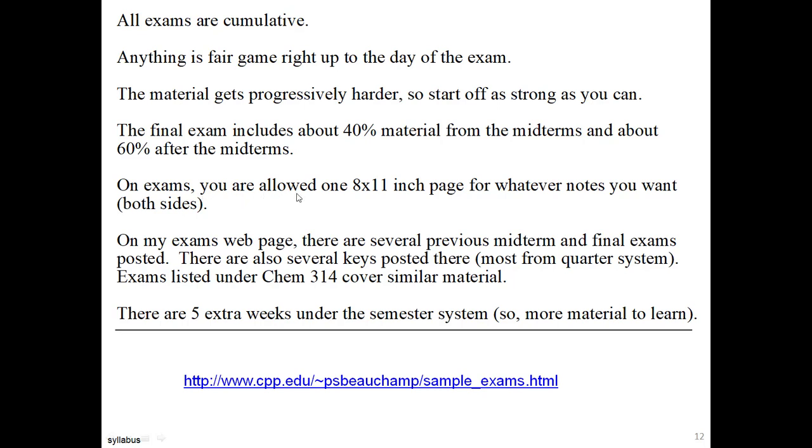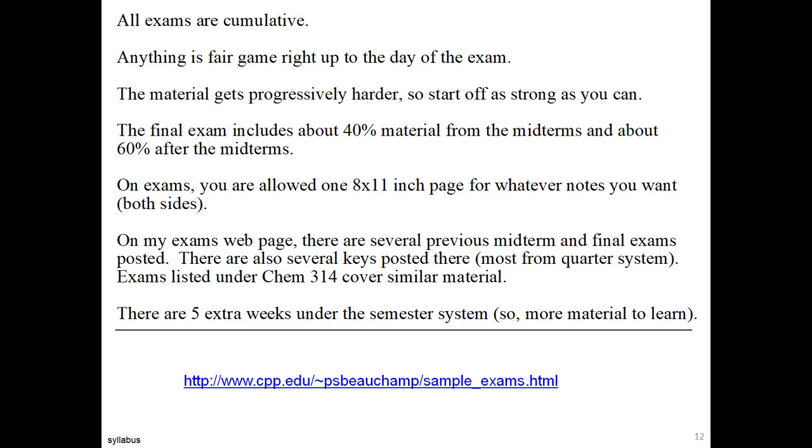On the exams, you're allowed one 8 by 11 inch page. You can write whatever you want, both sides. Let me say that again. On the exams, all the exams, you're allowed one 8 by 11 inch page, and you can write whatever you want on both sides. Okay? If you have 2 pages, then I'll assume you're cheating, and I will take your exam away and give you a 0. This is pretty generous.